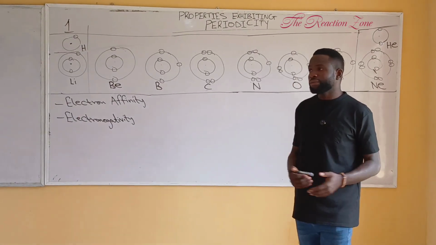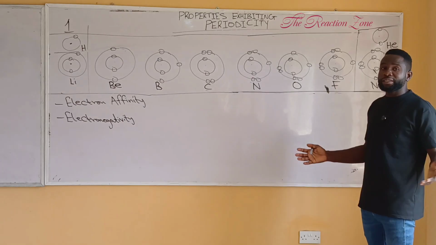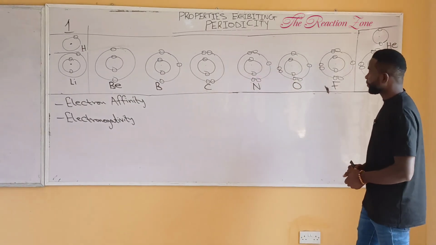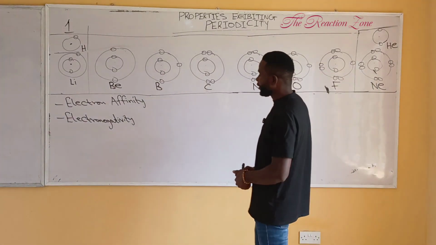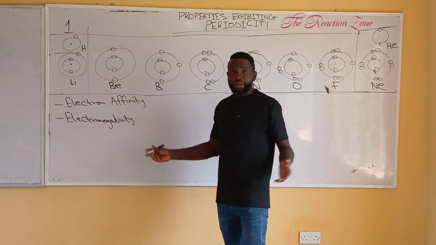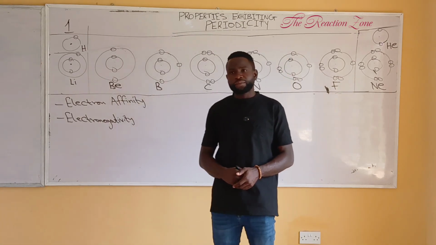In today's lesson, we're going to look at two properties that exhibit periodicity. The first is electron affinity, and the second is electronegativity.